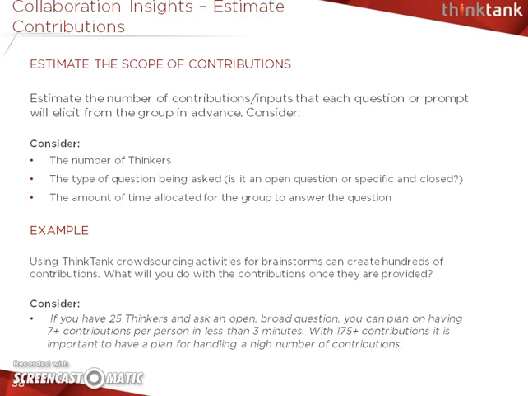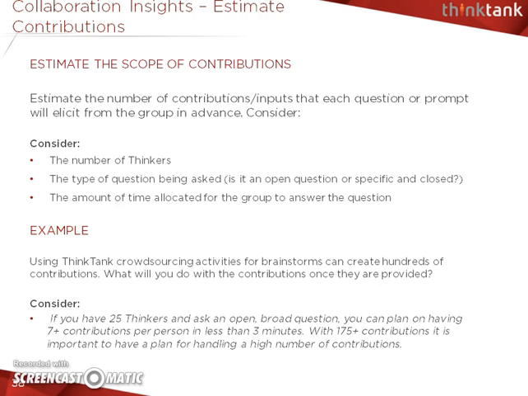As the number of contributions increases, we've put into this video just a few insights about how to handle these contributions. First of all, we need to estimate them. So if you plan a session, you need to probably guess ahead of time how many contributions you'll have. So in this situation, let's say you have 25 people involved in a session. You ask an open, broad question, and then let's say you will have about 7 contributions per thinker. That means 7 times 25. So you have about 175 contributions. Then these you need to handle in the session.